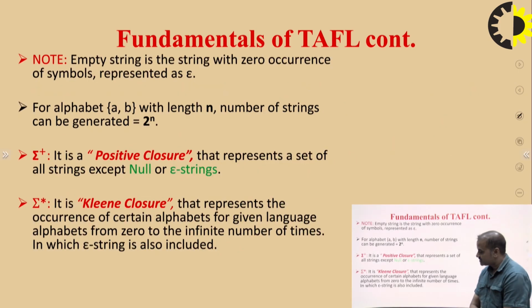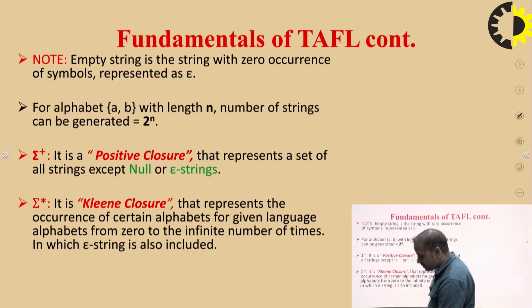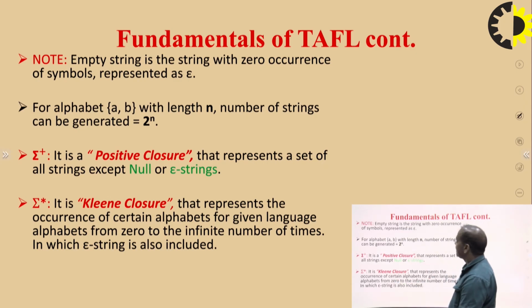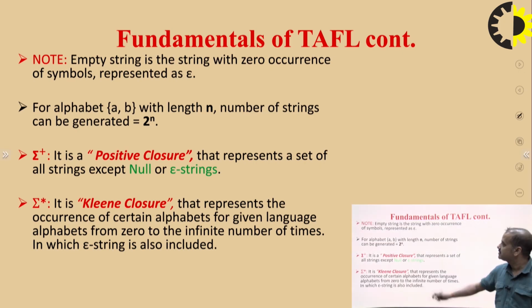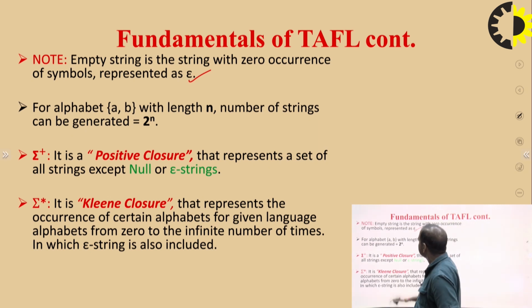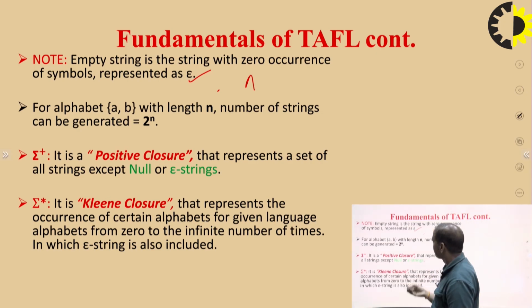Now, the summary of these fundamentals. The first point is that the empty string is the string with zero occurrences of symbols, represented as sigma. We also have to consider the empty string, which is denoted by sigma. It may be considered like this, or it may be considered like sigma.